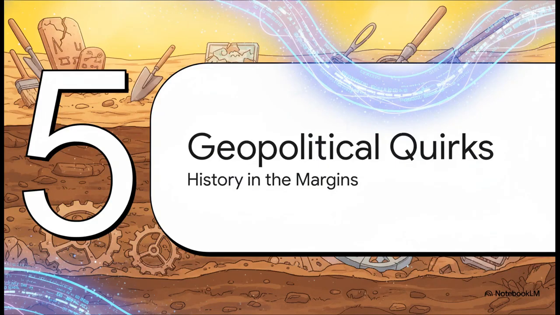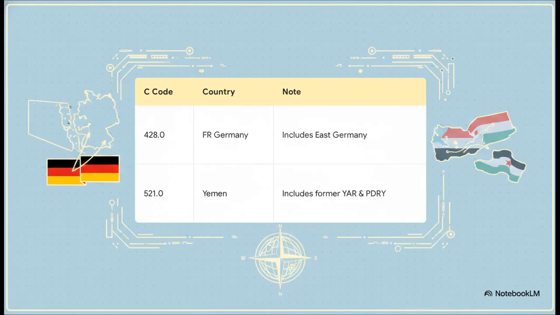Now let's pivot to Section 5, geopolitical quirks and data, history in the margins. This is where it gets really fascinating. Notice how massive historical shifts are perfectly preserved right in the margins of these import rules. Code 428.0 is for the Federal Republic of Germany, but the operational note explicitly specifies it includes the former German Democratic Republic, East Germany, and Berlin. And under 521.0 for Yemen, we see it includes both the former Yemen Arab Republic and the former People's Democratic Republic of Yemen. The data has merged these formerly divided states into unified numeric codes, literally leaving a ghost of the Cold War right there in the text.